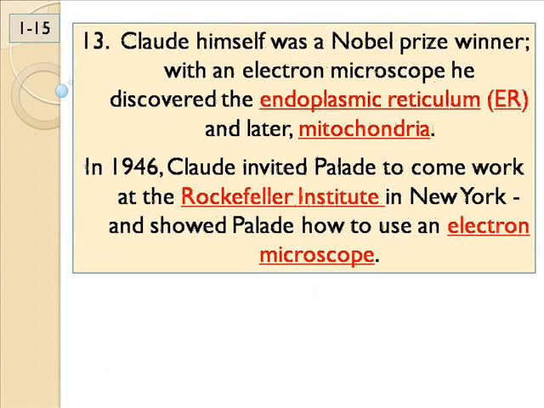All right. Now, this guy, Claude, he discovered the ER and mitochondria. I mean, we're talking about pioneers of microbiology. And I wasn't born yet. I mean, I was born in '50. In '46, Claude had this guy come to New York. And there he showed him his first ever electron scope. The guy goes, oh man, I gotta get one of those.